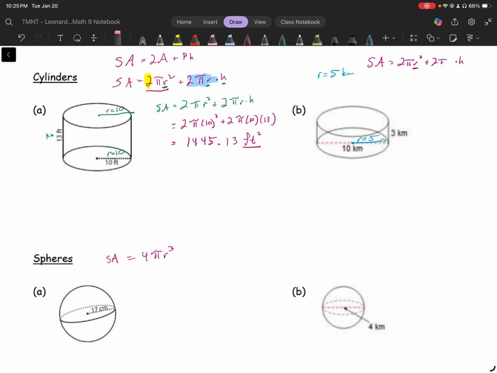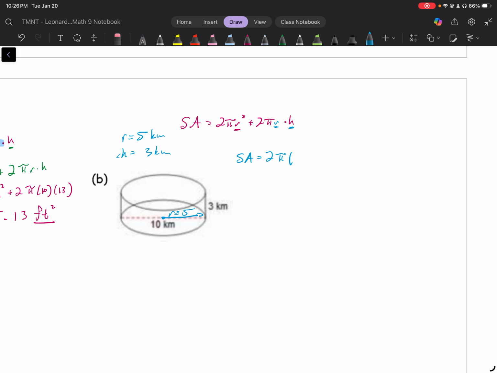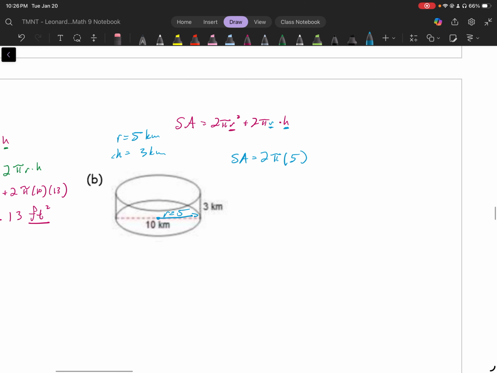Now another unknown, we have r, but we don't have h. Well, h is the height of the cylinder, so I'm just going to write that down. H is going to be equal to 3 kilometers. I'm just going to plug this into the formula. My surface area is going to be 2 pi times 5 squared plus 2 times pi times 5 times 3.